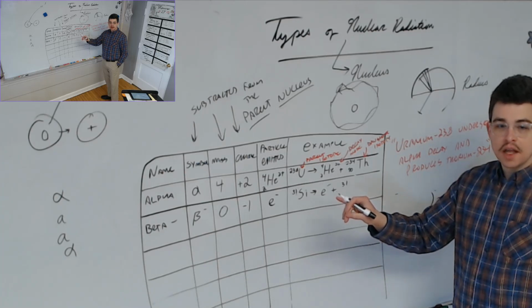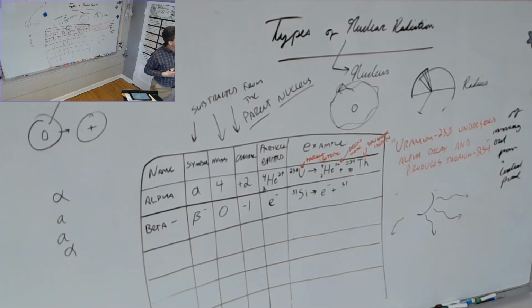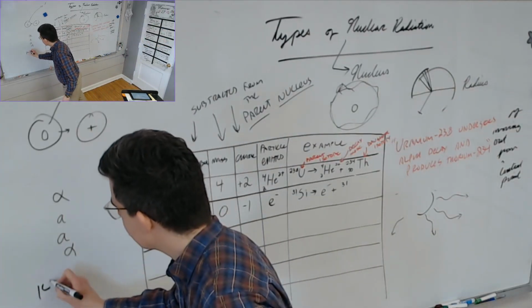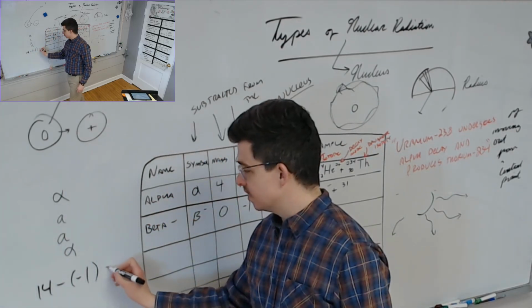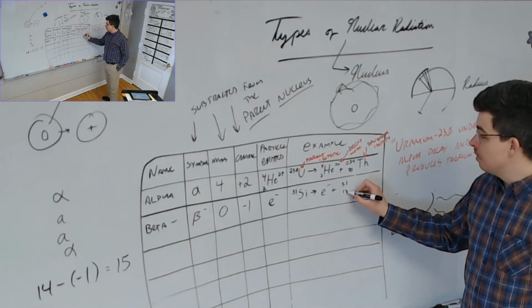But if it's releasing a negative charge from its nucleus, what's happening to its atomic number? What's the atomic number of silicon to start with? 14. So if it's releasing a negative charge, it's now subtracting a negative. You can do this. I know you can do better math. It was 14. Now it's 15. It's subtracting a negative. 14 minus negative 1 is? Have you taken algebra? 15. Thank you. 14 minus negative 1 is 15. So now our new atomic number is 15.